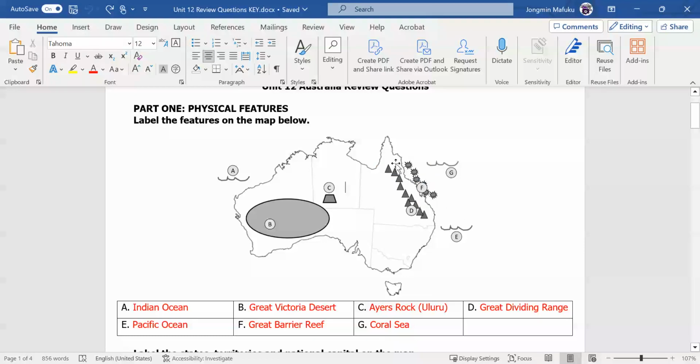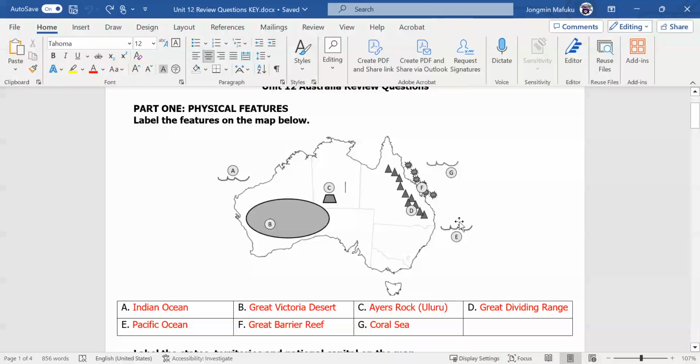Make sure you guys understand Great Dividing Range is a mountain range. Great Barrier Reef is a little area right here, but it's water. It's a reef. Then we go to G. It's Coral Sea. Make sure you know that this is Coral Sea, and E is Pacific Ocean.